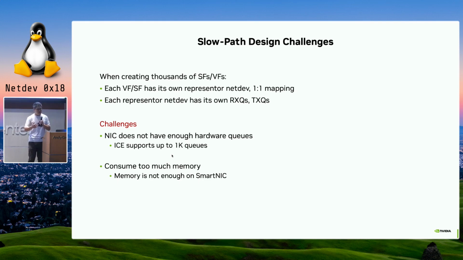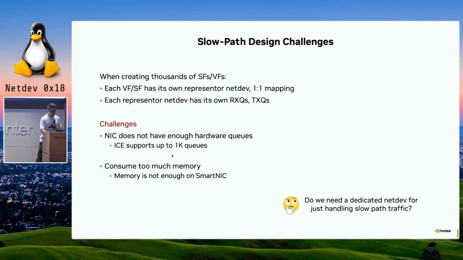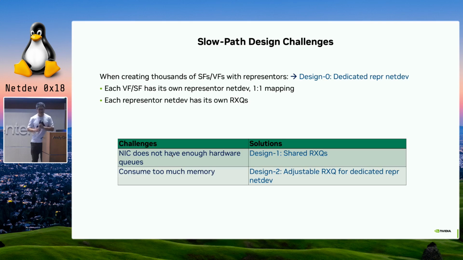And the second is when you are running a smart NIC like BlueField or IPU, it doesn't have enough memory to handle 1,000 netdevs. For example, we only have 16 or 32 gigabytes of memory in the BlueField. So memory is another issue. So the question we want to ask is, if the slow path is just to handle the first couple of packets and to do offload, do we need so many resources, and can we save some resources somewhere?